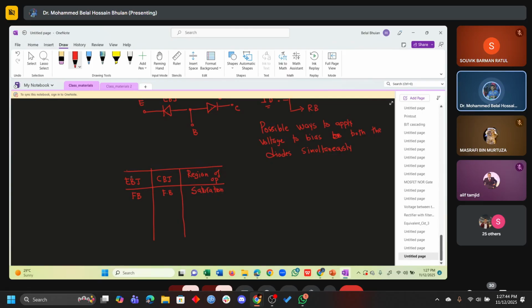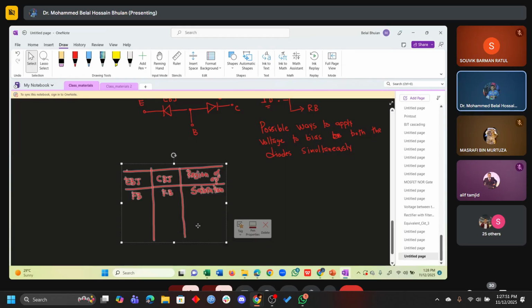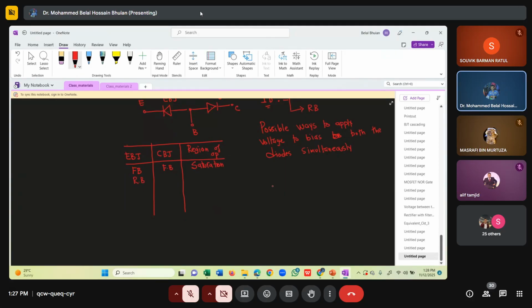That's one possibility. What is the other possibility? I can make the emitter to base junction reverse biased, and also the collector to base junction reverse biased. That's another possibility. Do you agree? That is cutoff. Third is the emitter to base junction forward biased and the collector to base junction reverse biased. That is the third possibility, known as forward active.